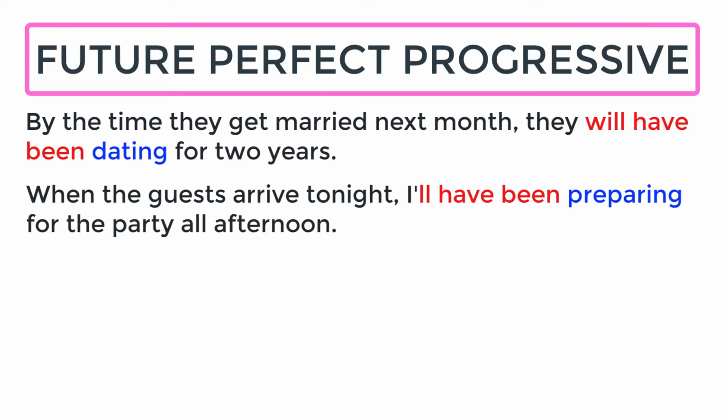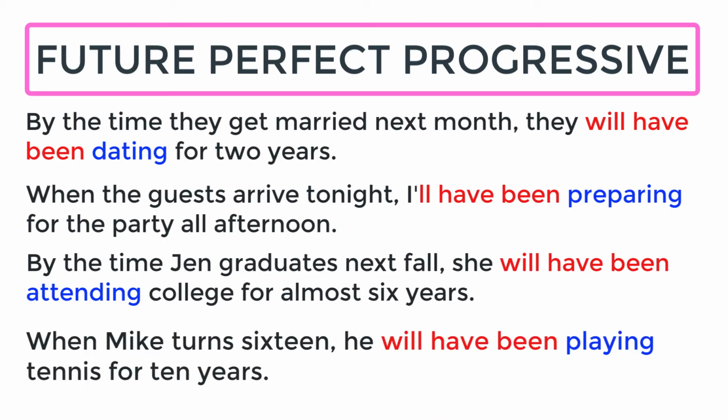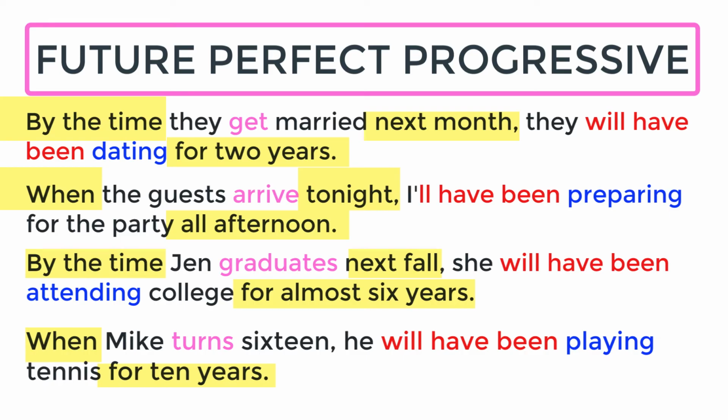When the guests arrive tonight, I'll have been preparing for the party all afternoon. By the time Jen graduates next fall, she will have been attending college for almost 6 years. When Mike turns 16, he will have been playing tennis for 10 years. Notice the adverbs of time as well as the prepositions of time. Also notice that in the second action, the verb is in the present tense.